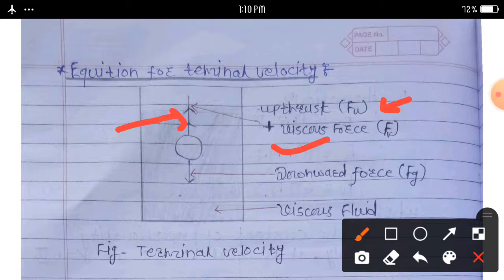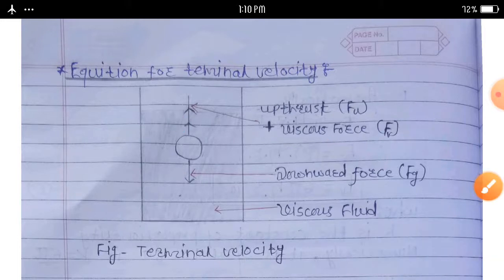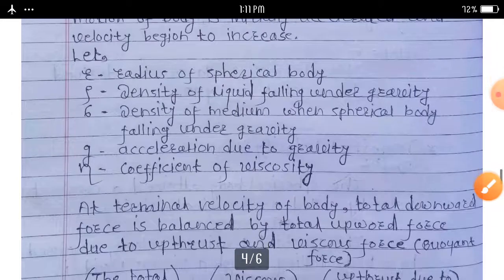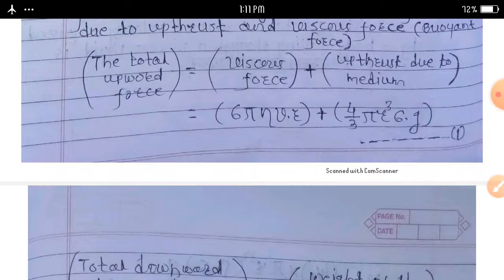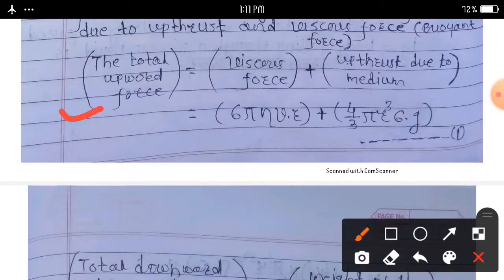The total upward force is equal to viscous force plus upthrust due to medium. According to Stokes law, the viscous force becomes 6 pi eta v r, plus the upthrust due to the medium, which becomes 4 by 3 pi r cube sigma g. Consider this equation first.